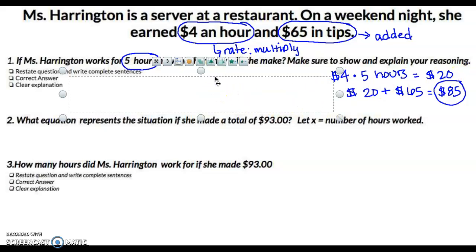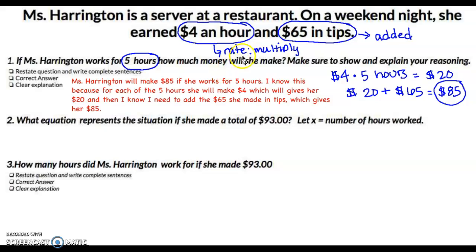So I wrote up, Miss Harrington will make $85 if she works for 5 hours. I know this because for each of the 5 hours, she will make $4, which gives her $20. And then I know I need to add the $65 she made in tips, which gives her $85. I made sure that I restated my question and my answer and that I was using correct units and symbols like my $ sign. I tried to include some academic vocabulary with the operations that I used.